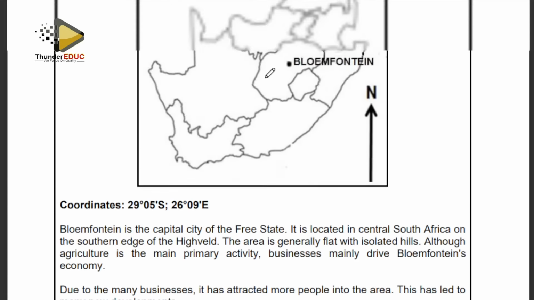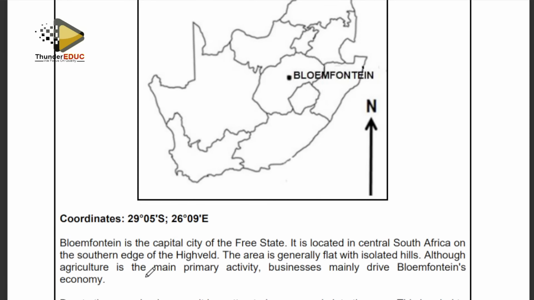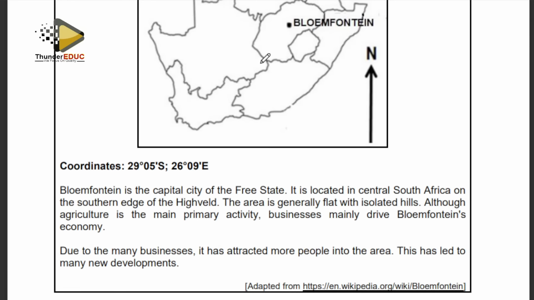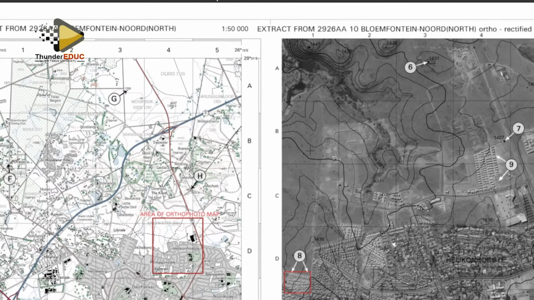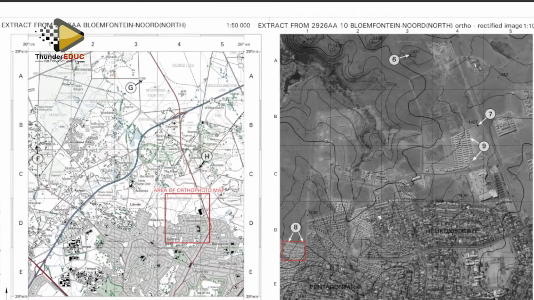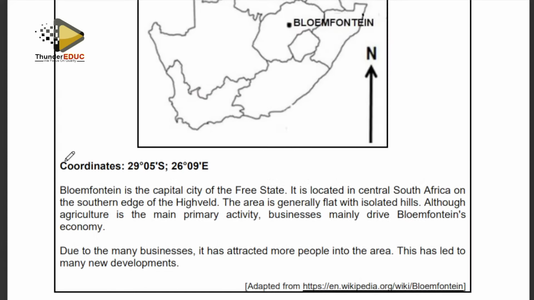Let's see the question. Bloemfontein is here, Free State. Please don't go to the questions before you read this information here. Okay? Let us read the information that we need.